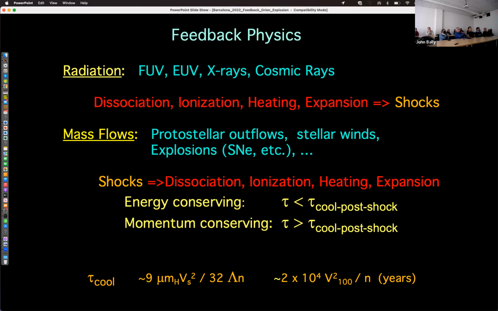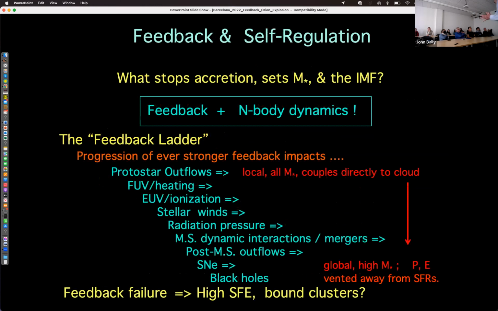Okay. I talk about what I call the feedback ladder. Hardly anyone has heard of it. What I mean by this is that as you go down the scale, feedback processes get ever stronger. And if you have a cloud of a certain mass, a certain amount of binding energy, when the feedback can overwhelm and dump more momentum into the cloud than the binding energy of the cloud, you can disrupt the cloud. So if you have a small cloud which has protostars and outflows, the outflows can terminate star formation. That's the end of the story.